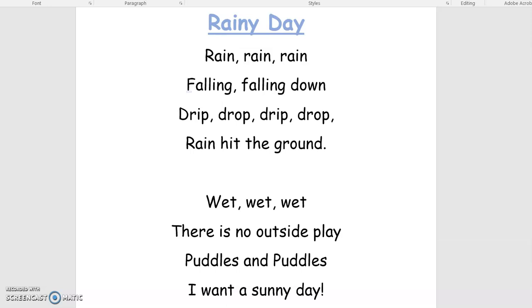All right, so I'm going to stop for a moment and I want you to think to yourself, what do you think the author is trying to prove in this poem?